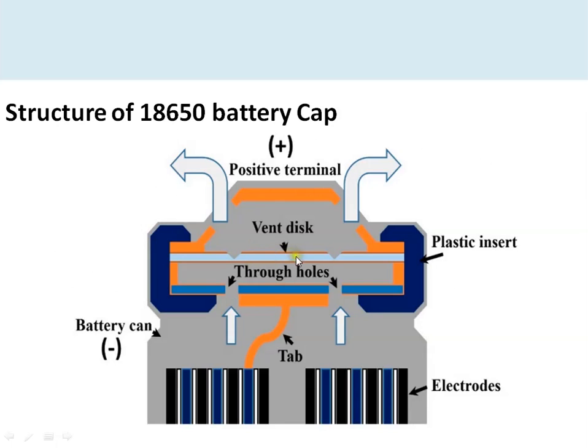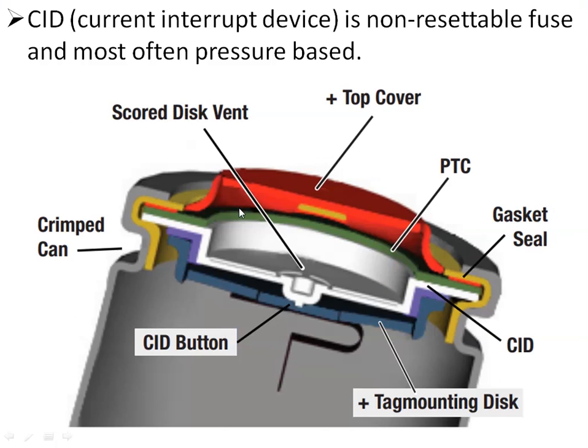Here you can see this is the battery positive terminal. Here there is the scored vent disc. Whenever any excess pressure is developed inside the battery because of any short circuit or overcharging conditions, this scored vent disc will rupture and the gases will be released to the atmosphere. And in addition to that, a current interrupt device is also there. This is the current interrupt device, CID, that is present on the battery positive terminal side.